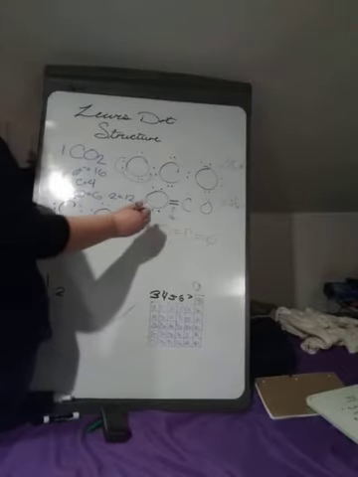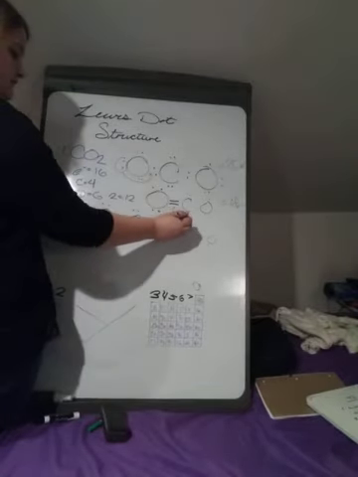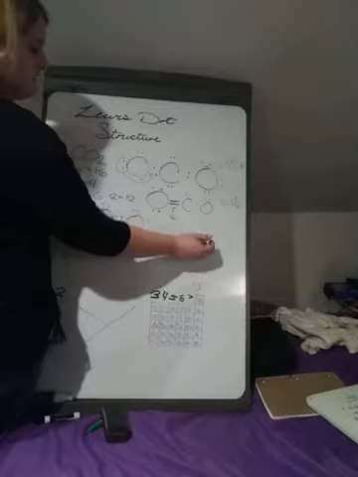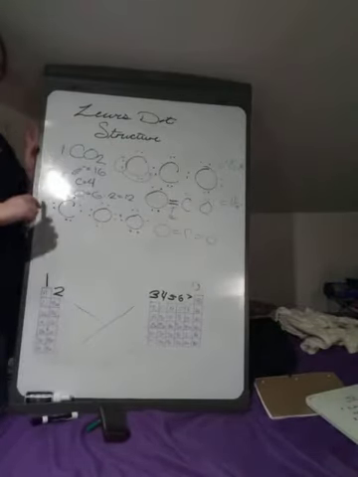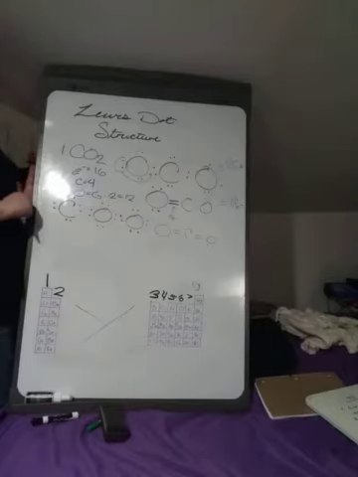So let's see how many we have. 2, 4, 6, 8, 10, 12, 14, 16, 18. Well, why do we have that? I want you to tell me. Well, I want you to guess.